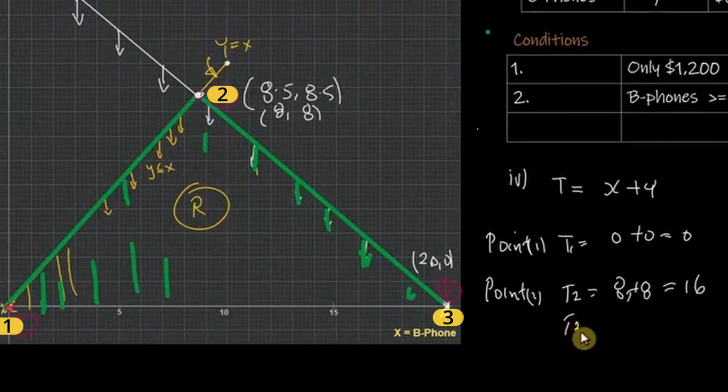And at point 3, we would have 20b phones, no c phones, and that would be equal to a total of 20 phones, which is clearly the largest possible number of phones that I can purchase as per the question. Let's move on to 8b.